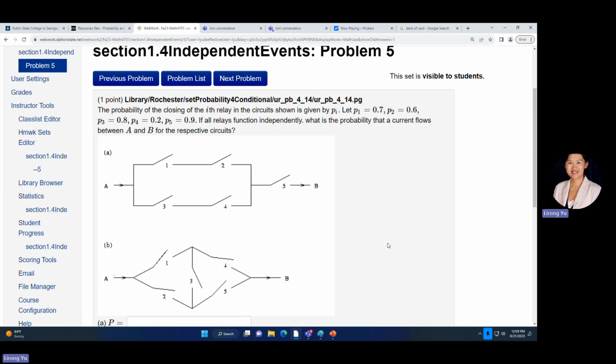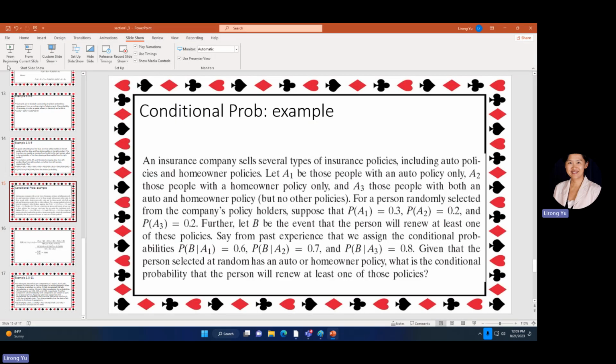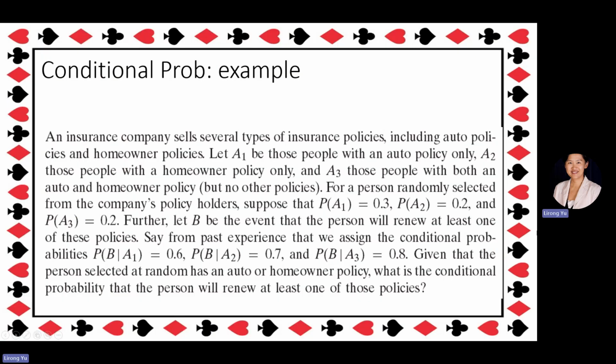Between 1 and 2 is an AND relation. Also between this part, 1, 2, 3, 4, and then 5 is an AND relation. But between 1, 2 and 3, 4, they are an OR relation. You either have 1, 2 closed or you have 3, 4 closed. You don't have to have both. So that is something we are able to solve with our addition and multiplication rules. Now first let's look at this example.